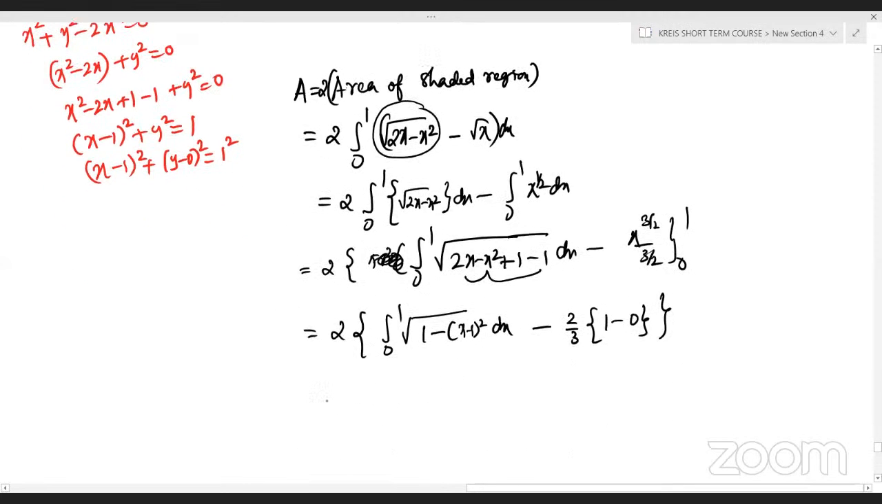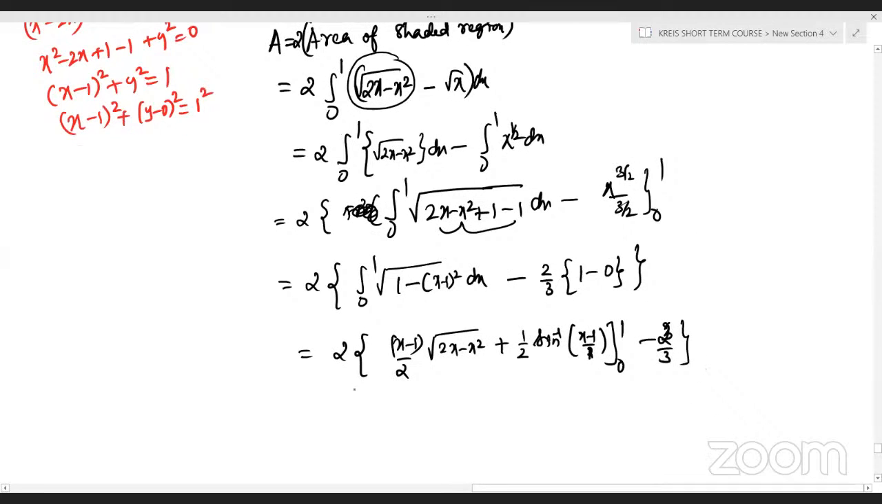This is nothing but 2 into integral from 0 to 1 of root of a square minus x square, which is x by 2 into root of a squared minus x square, plus a squared by 2 into sine inverse of x by a, evaluated between 0 and 1, minus 2 by 3 you get. So on further simplification, 2 into, when we use the upper limit 1, first term and second term both are going to be 0, right? And if you use the lower limit, it is again going to be x minus 1 by 2.